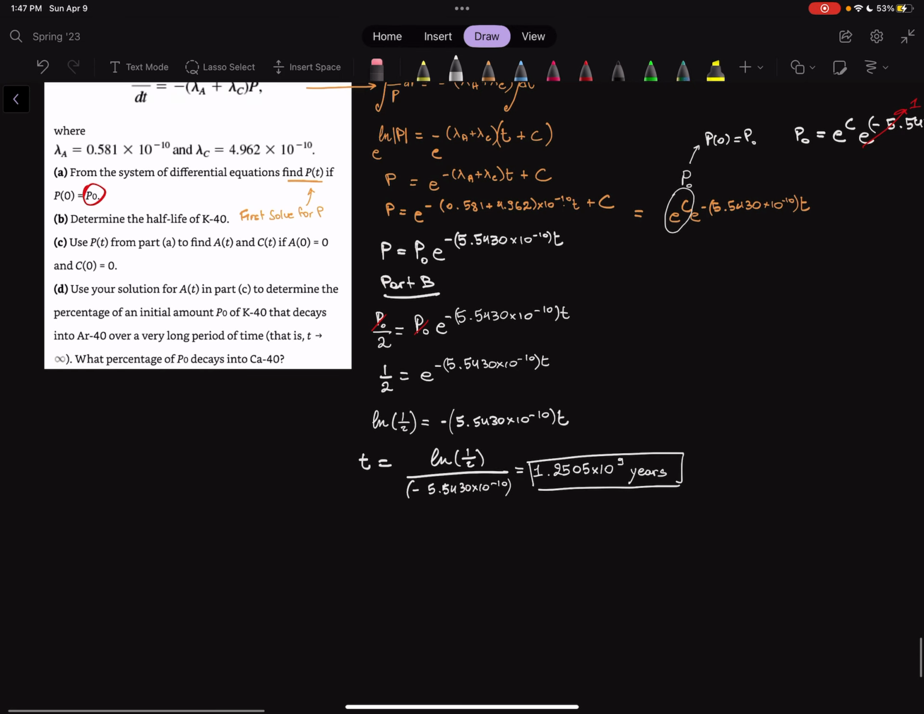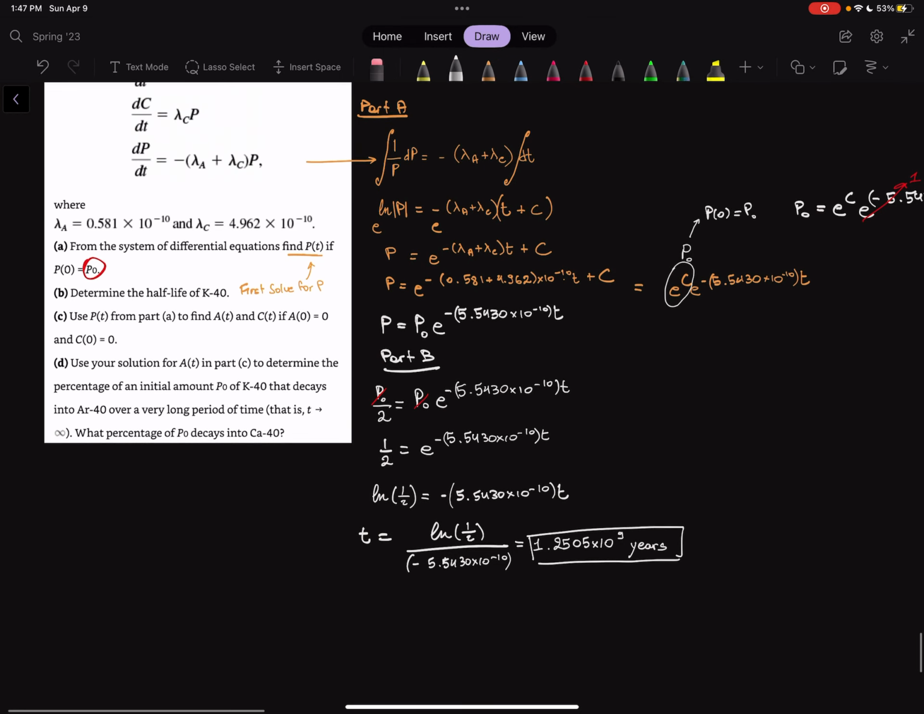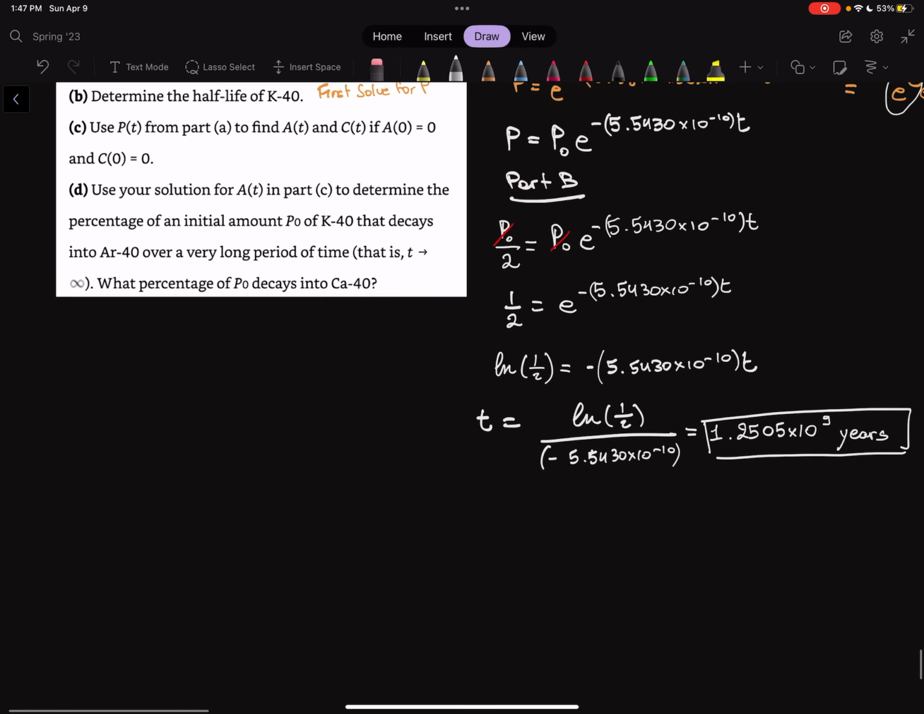Now, use P of t to find A of t and C of t. Well, so now we have part C. We know dA dt is equal to lambda A P, right?